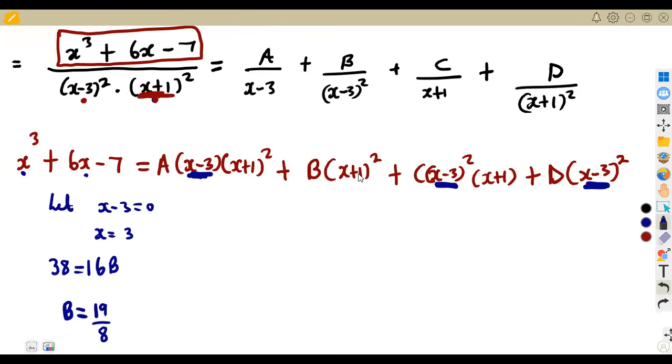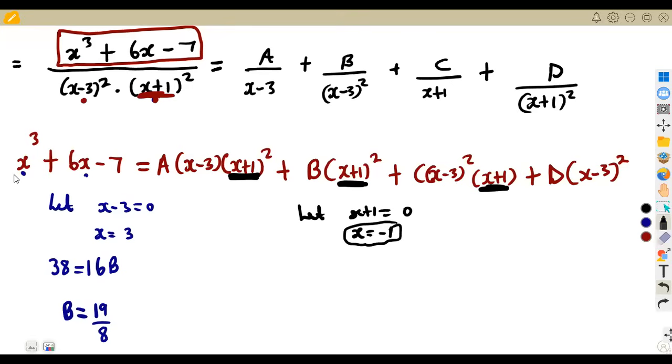We do the same thing on the bracket where there is x plus 1. Focusing on where there's x plus 1, there's also x plus 1 here. If we let the bracket of x plus 1 be equal to 0, it means x is equal to minus 1 at that moment. So wherever you see the bracket of x plus 1, our x will be minus 1.